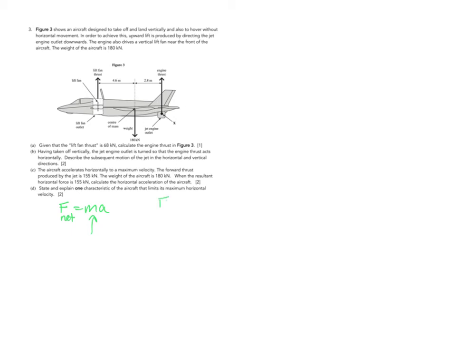So we've been calculating weight by force due to gravity equals the mass times the acceleration due to gravity. If I move that around, here we go. That's 180 kilonewtons. And remember, kilo means times 10 to the power 3, or 1,000, over my 9.81. And this is going to give me 18,349 kilograms. All right, so that's my mass.